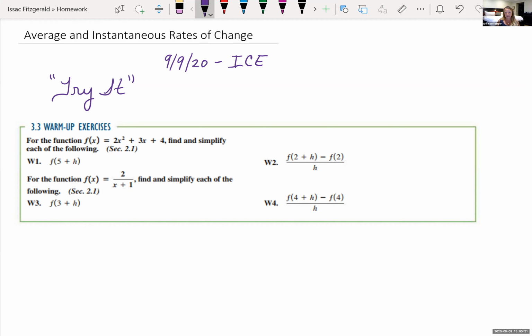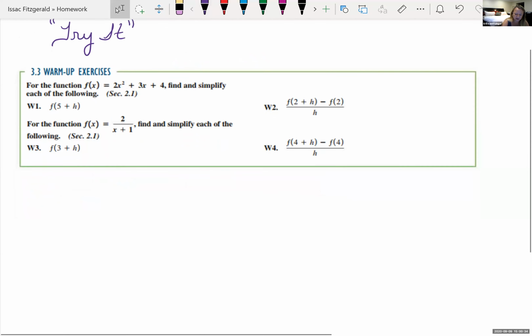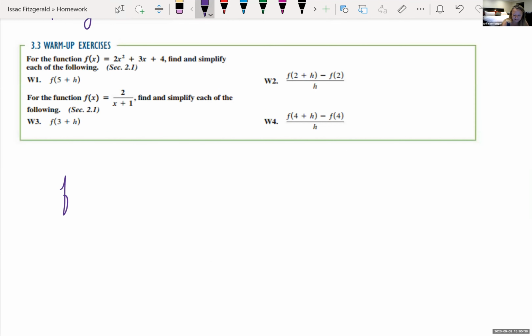So for the first 10 minutes of class, I'm going to have you guys work on these couple problems. But just to remind you and maybe help get you started on how to do something like this, let's look at an example. So let's say we had f of x is equal to some function, I don't know, x squared minus 2x plus 1.